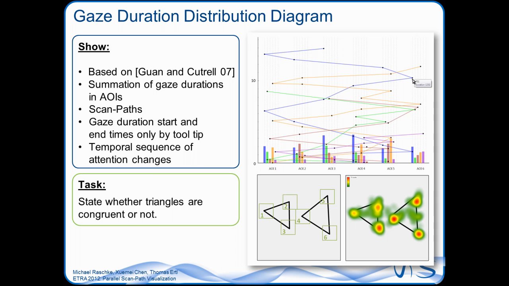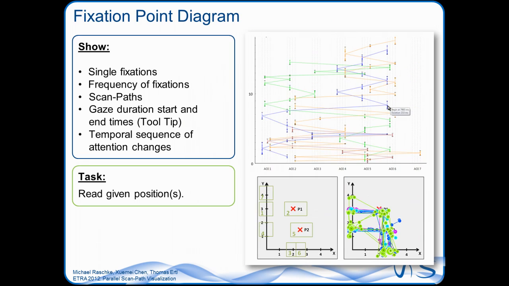The diagram shows summations of gaze durations in areas of interest, with bar charts at the bottom for each participant. We see the scan paths again, but now not only the gaze duration start and end times. We see the middle point of the gaze duration by this black dot here. The gaze duration start and end times can be seen by a tooltip when moving the mouse over a certain point here. What we also see are temporal sequences of attention changes.